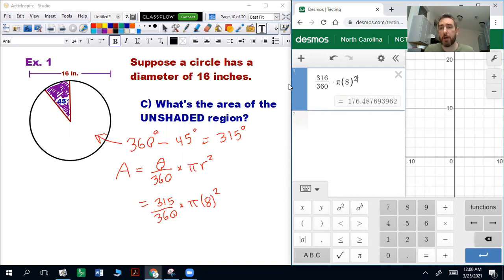So that area is going to be 176.487, or about 0.49, which should make sense because the total area is about 201. This area here is about 25, so you'd want it to be closer to 201 than 25, right? So it's going to be about 176.487, so I'll round it to 176.49 inches squared. And that's how you do that formula.